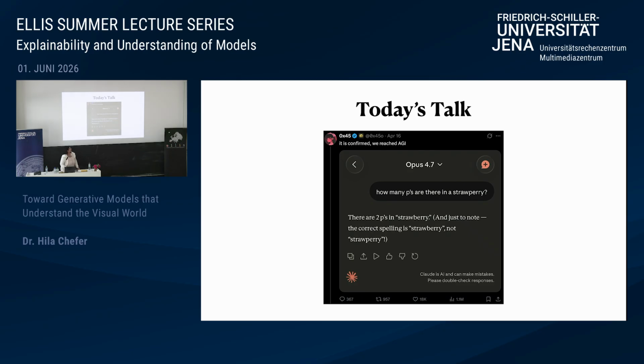Like counting. This is Opus 4.7, and he actually updated the slide the last time I gave this talk, and it was the day that I gave the talk that I added this. It is confirmed we reached AGI. How many P's are in strawberry? There are 2 P's in strawberry. It's not what I wrote, but okay. And just to note, the correct spelling is strawberry, not strawberry. So A, error in counting. B, error in actually copying just the word that the user used, right?